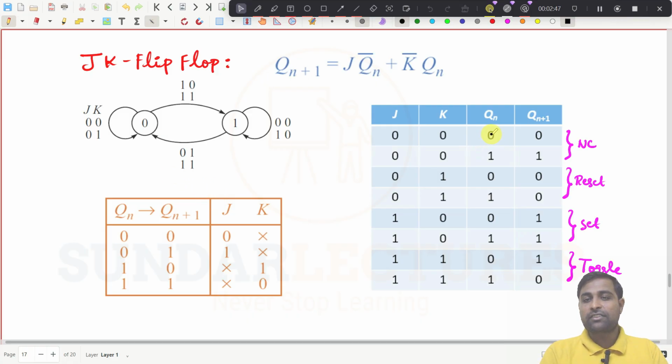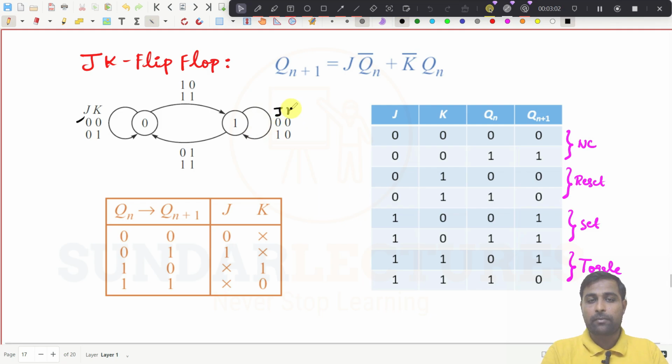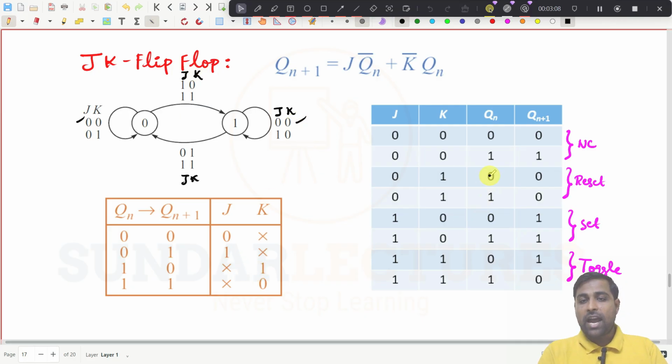So if the present state is 0, next state should be retained in 0, then what should be the value of JK? 0 0. That is what we have written here. And if the present state is 1, and the next state should be retained in 1, what should be the JK value? It should be 0 0. See here, 1 and then 1. So the JK value is 0 0. And if present state is 0, next state has to retain in 0 again. And what should be the value of JK? J can be 0, K can be 1. That is what we have written here.